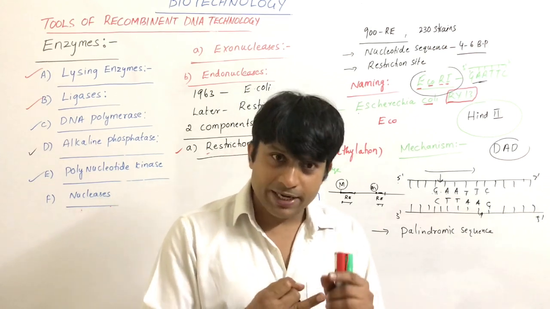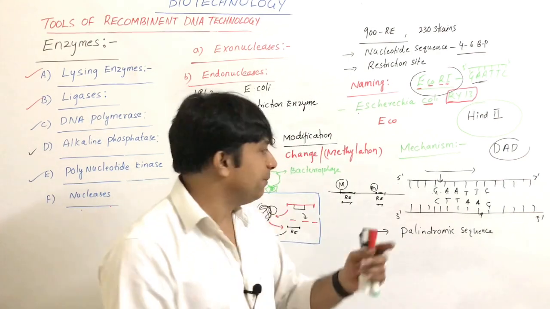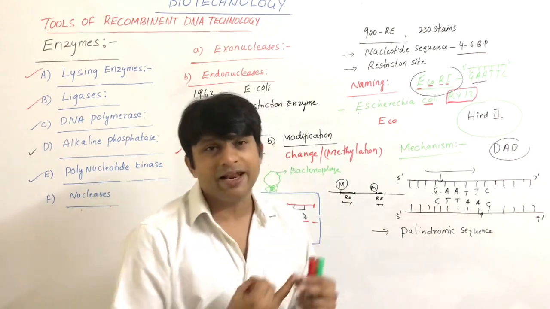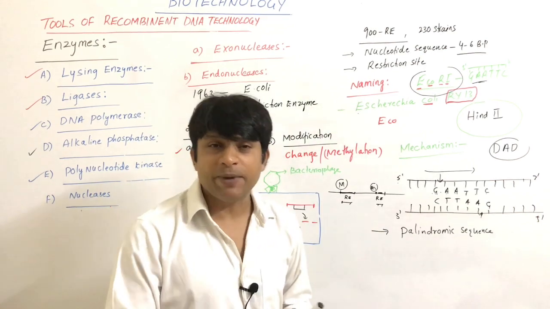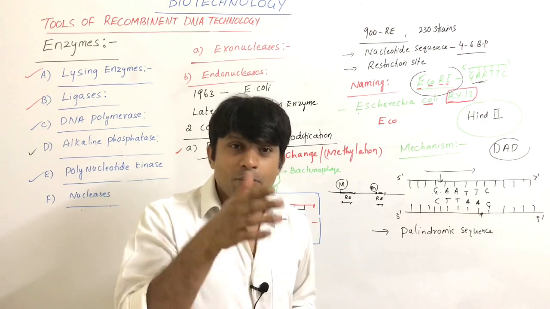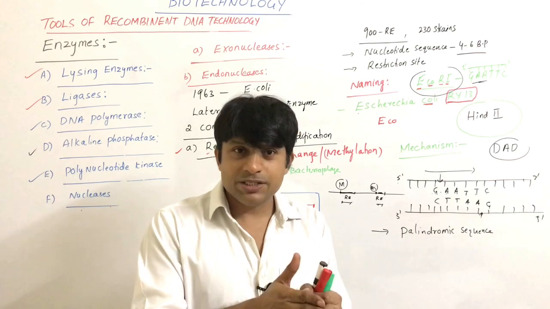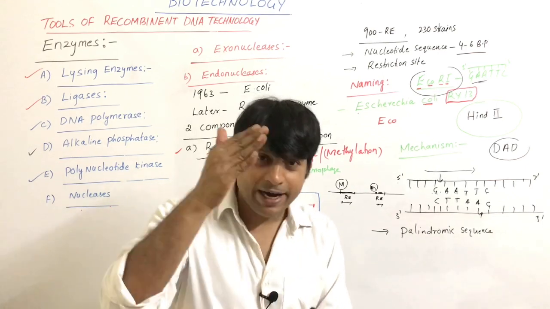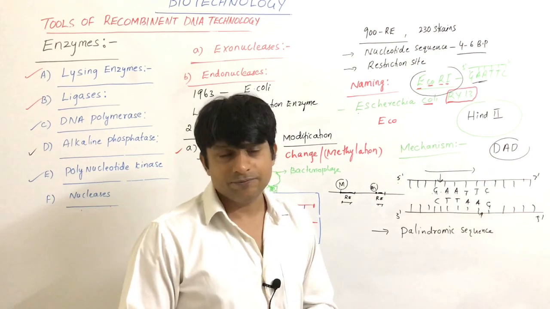Number 2, restriction enzymes always identify a palindromic sequence. That means the sequence can be read the same in both directions. These are 4 to 6 base pairs long. One more interesting thing is that these are called molecular scissors, and they always make a limited number of cuts, one cut on one strand.